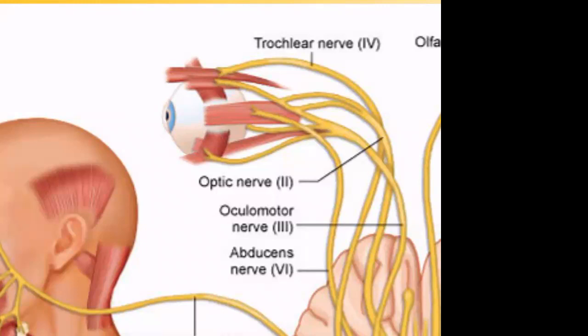The oculomotor nerve is cranial nerve 3. Now, the easy thing about this is it tells you right in its name what it does. It's a motor nerve.